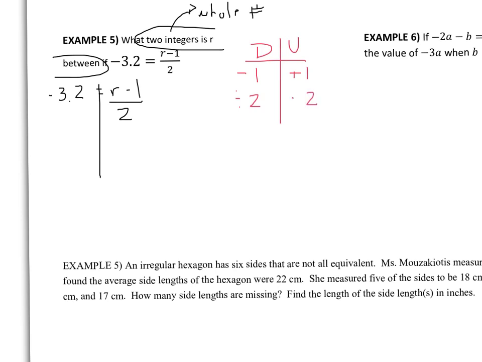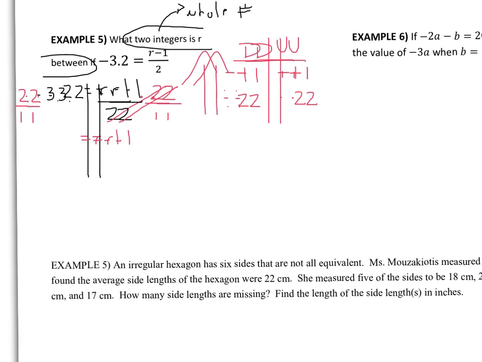Now that I have my do and my undo box, I'm going to go ahead and solve this equation, doing the do and the undo box backwards. So first I'm going to multiply by 2 on both sides. Remember, you're really multiplying by 2 over 1, the reciprocal. These are going to cancel. On the right hand side, I'm going to be left with r minus 1. Negative 3.2 times 2, or 2 over 1, gives me a negative 6.4.